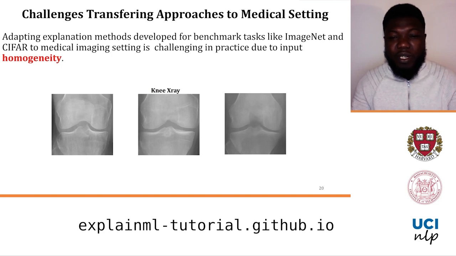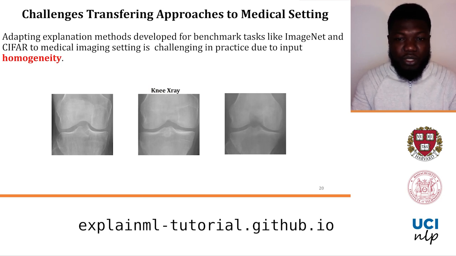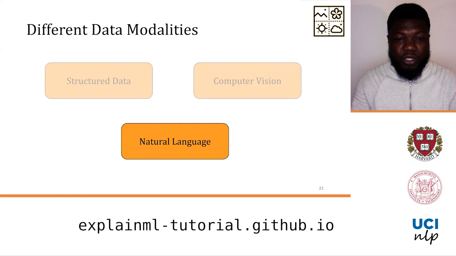And so transferring the explanation techniques to these settings can be problematic and challenging. And so this is work that is being addressed in the literature as well. And with this, we'll end the discussion on application of explanation methods in the computer vision setting.